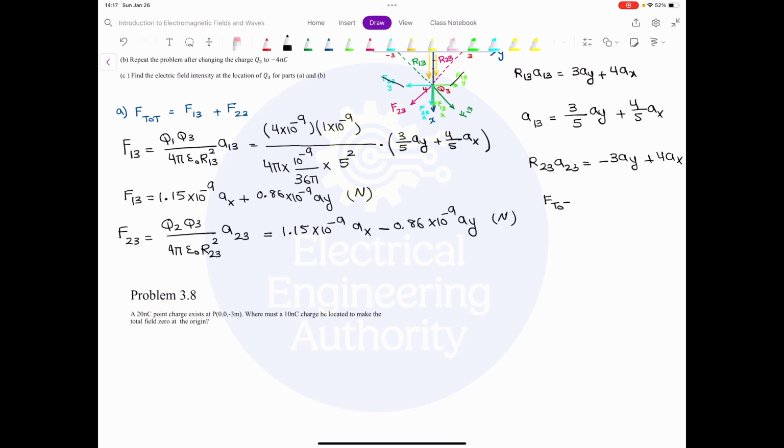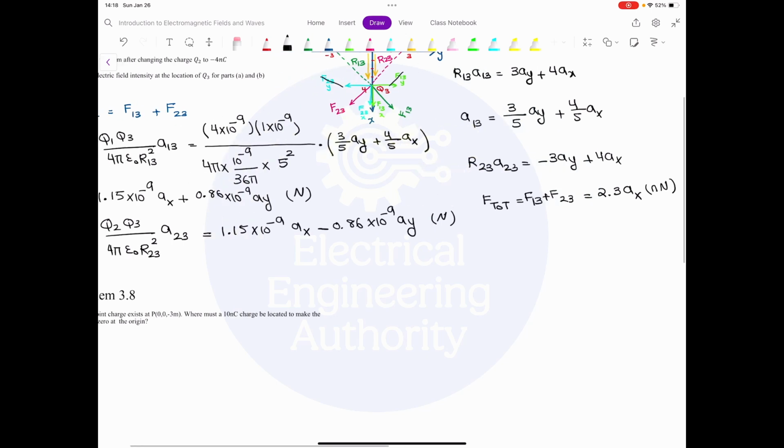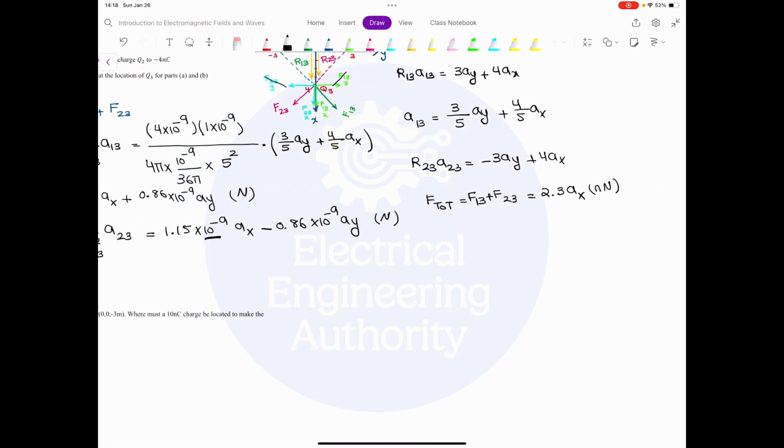So F total on Q3 is actually F13 plus F23, and that is only 1.15 plus 1.15. That will give us 2.3 AX nanonewton. The reason that I said nanonewton is that I just factored out the 10 to the power of negative 9. So you see that my F total, the force that is being exerted on Q3 due to the existence of Q2 and Q1, has just the X component, which we were expecting to see.